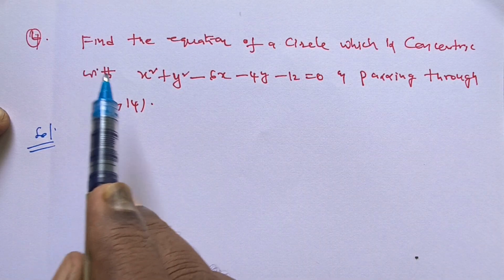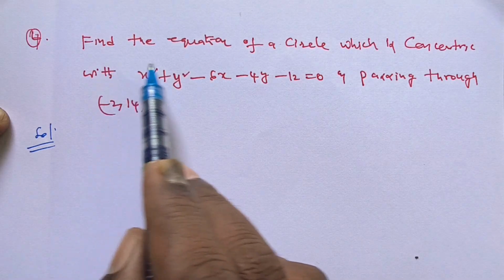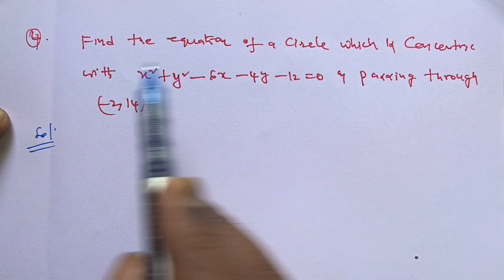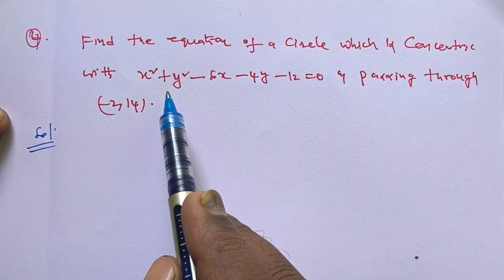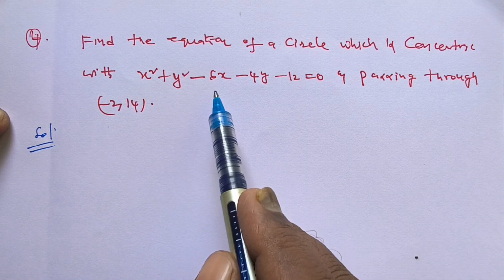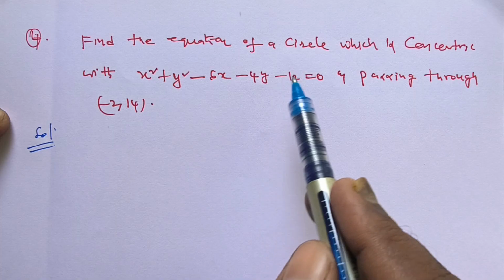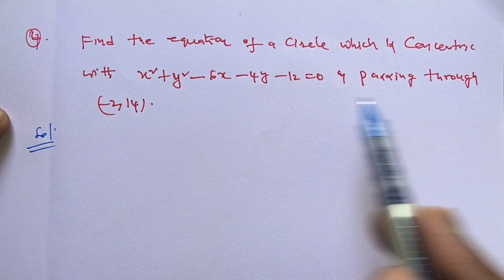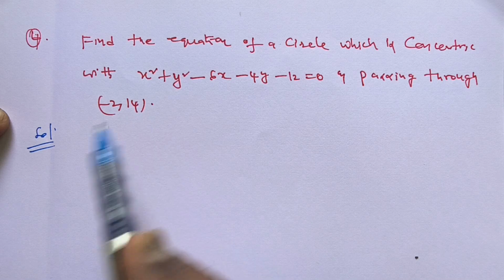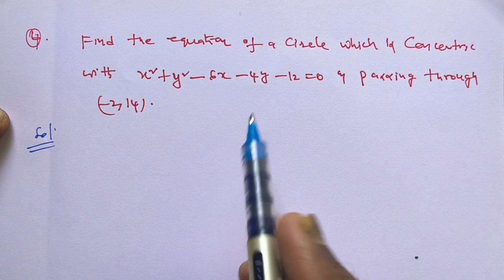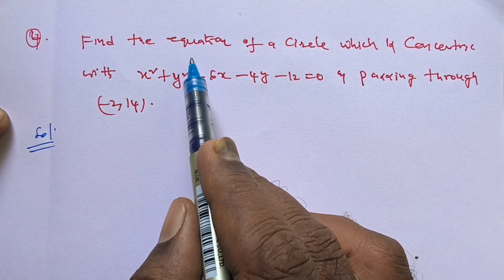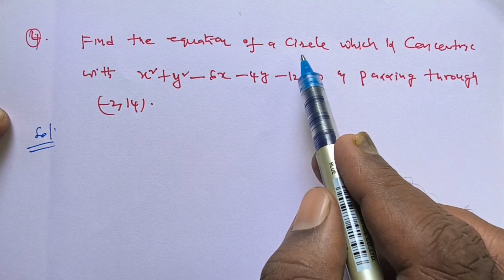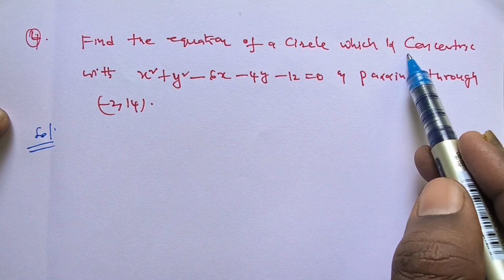The fourth problem in Model 3 is: find the equation of the circle which is concentric with x square plus y square minus 6x minus 4y minus 12 equals to 0 and passing through minus 2 comma 14. Here we need to find the circle equation.